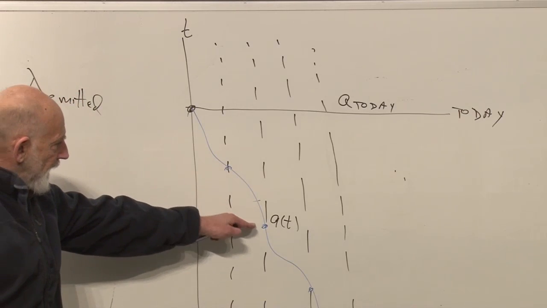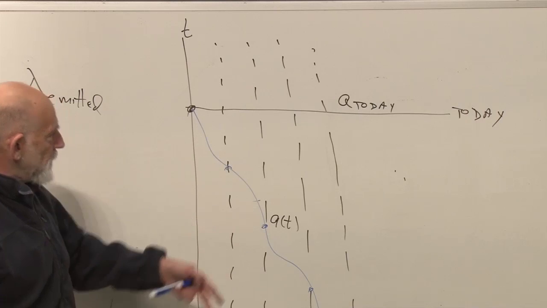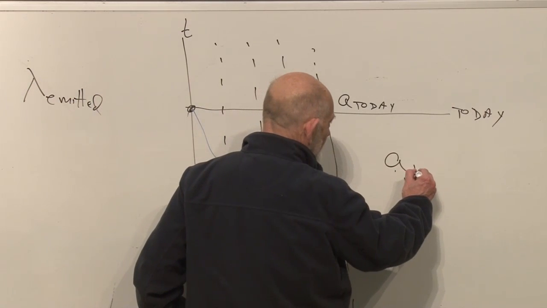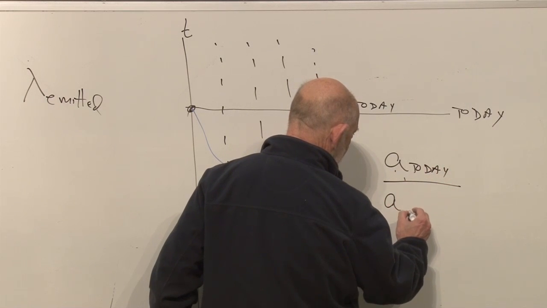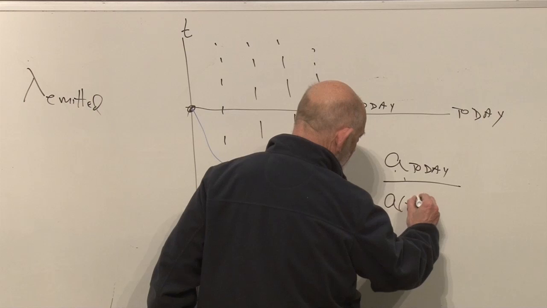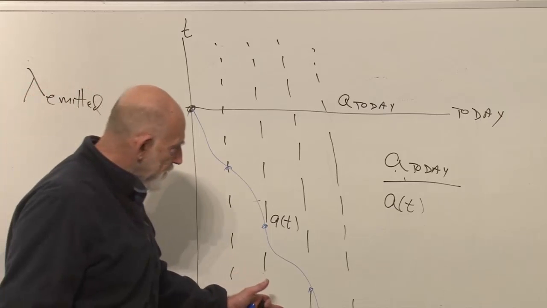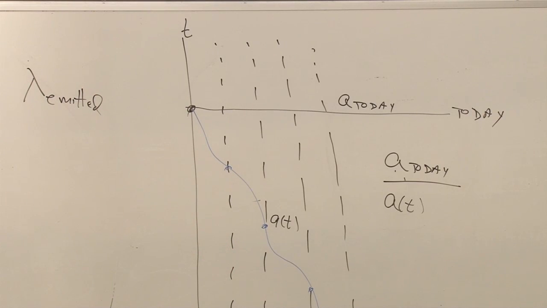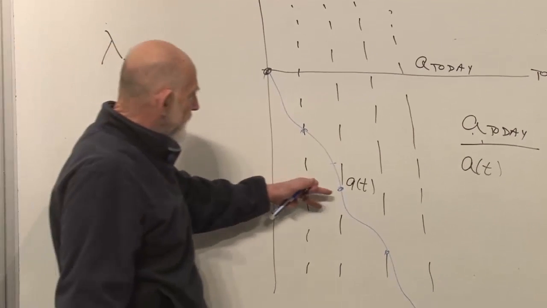The light emitted over here has to stretch to get to here. The universe increases by a factor of A today over A at the emission time. A today can just be thought of as a number. A at the emission time depends on the emission time. That's the factor by which the wavelength of an electromagnetic wave will stretch going from here to here.